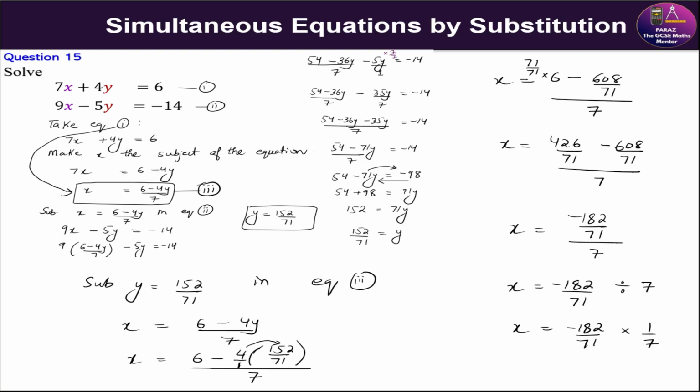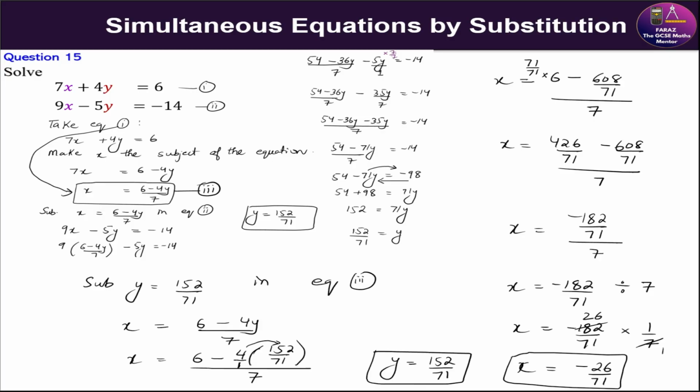Now 182 divided by 7, you can divide it by 7. 7 1s are 7, 7 2s are 14, and 4 42, 7 6s are 42. So 26. So the answer is negative 26 over 71, the answer for x. So the y answer is 152 over 71, and the x answer is negative 26 over 71. You don't need to convert these into decimals. You can leave your answer in this way.